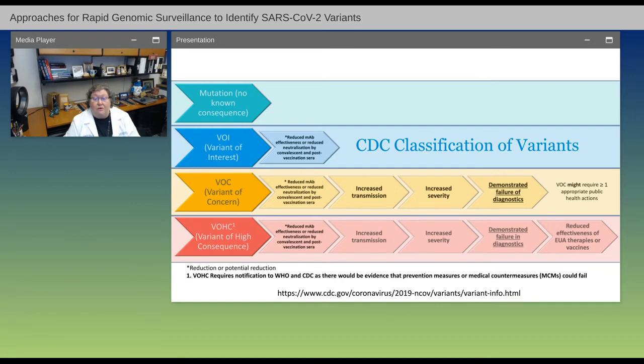So here we come into the range where we are being impacted in the clinical laboratory. And then a variant of high consequence, there's really none of these yet, but it would be called if there was reduced effectiveness to any of the therapeutics and medications that are there, or a miss with the vaccine.